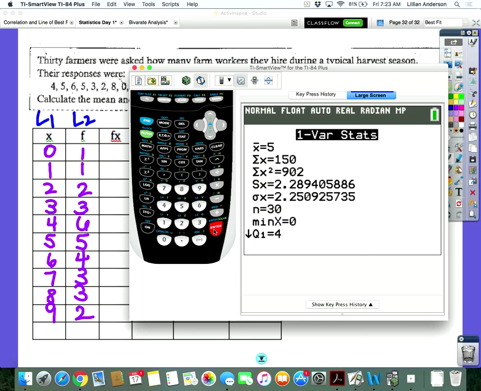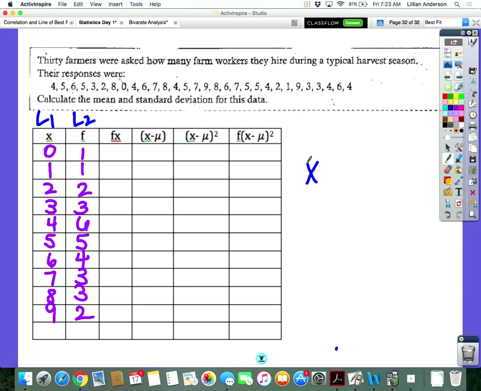Okay? And then I have all this information. I have the mean of this data right there. That x-bar represents the mean. Okay? So my mean is 5. And then standard deviation, as you guys remember, this is the symbol for standard deviation. So my standard deviation is 2.25 when I round to 3 significant figures. Okay? So my mean is 5, or you can even say mean using the mu, and my standard deviation is 2.25. And it's as simple as that.